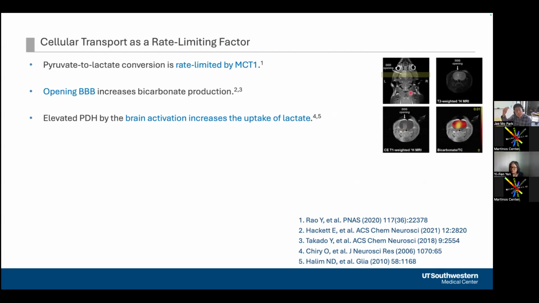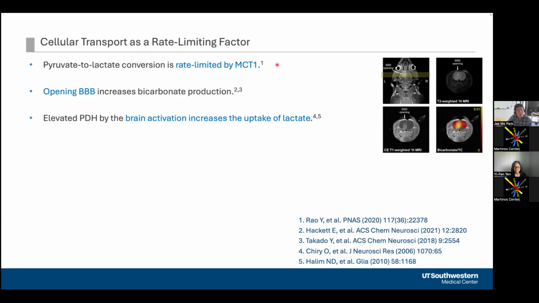So after applying focused ultrasound to open the BBB, you can actually see the BBB opening through the gadolinium enhanced T1 weighted MRI. And then this is the overlay of the bicarbonate signal. As you can see, the bicarbonate signal went up much higher. And all the animals we applied this to showed exactly matching spatial information. This one actually showed the biggest difference.